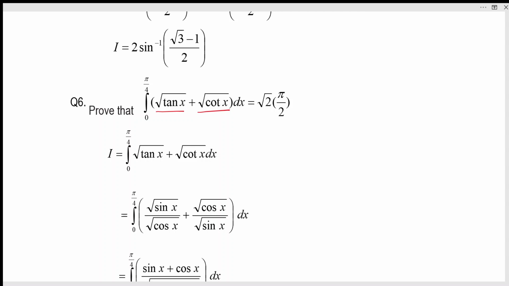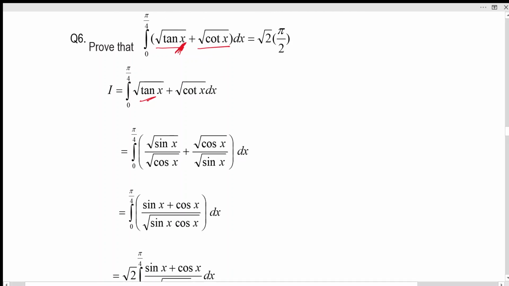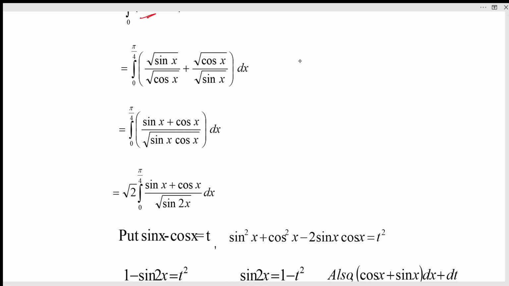Now, if you apply the property a minus x, you won't be able to get anything, because you will get tan of pi by 4 minus x. That is not going to become cot or anything like that, and you'll be stuck. So let's not apply that property. Let's change it into sine and cos. Tan will be sine upon cos, and cot will be cos upon sine. Take the LCM. We have taken the LCM. Now after the LCM, again the same thing.